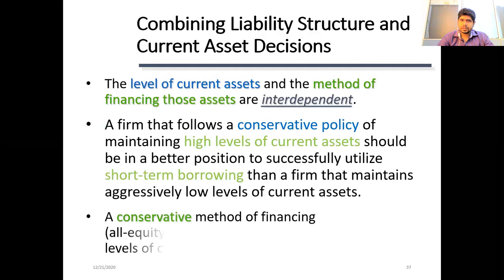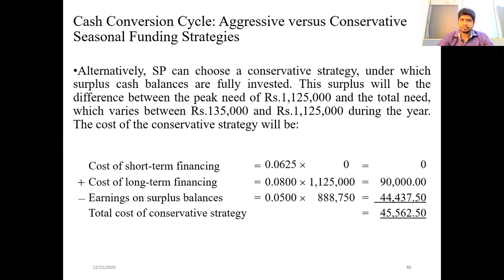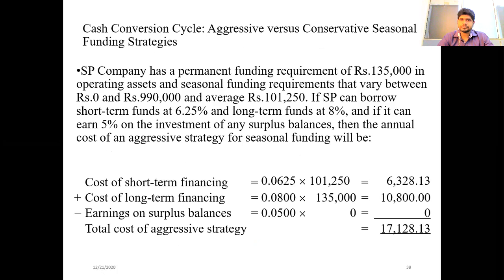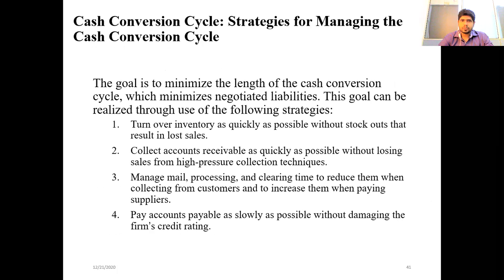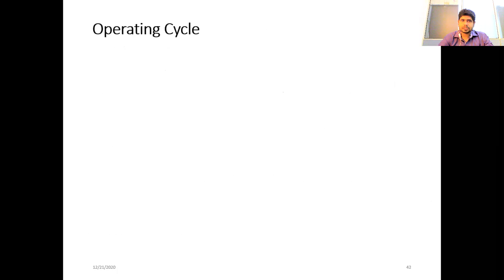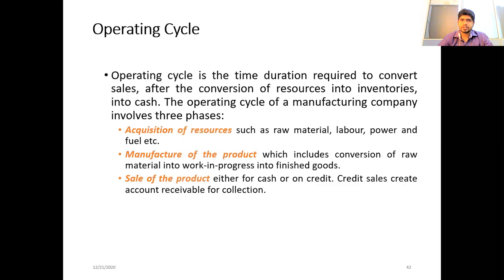In the last class, we had this one example regarding the cash conversion cycle of working capital management policy, and how we treat it under the conservative policy and aggressive policy. Now we move to the next section of the subchapter.